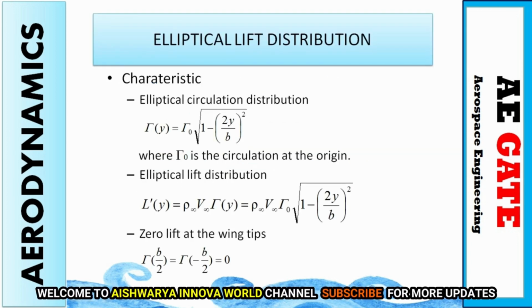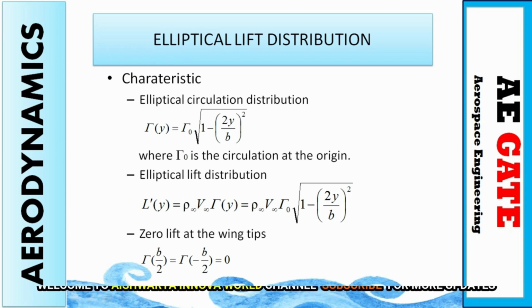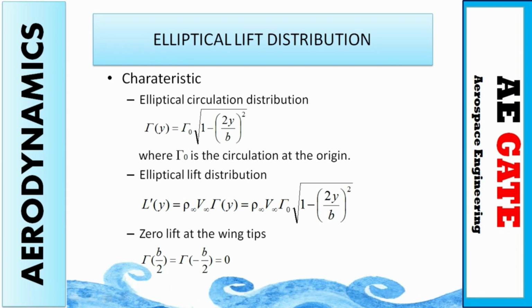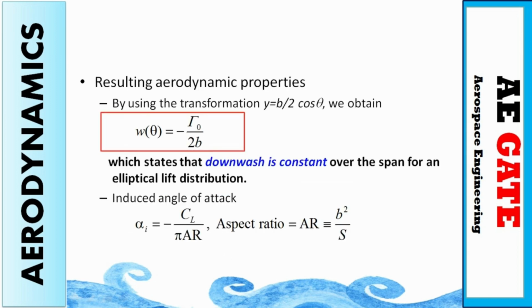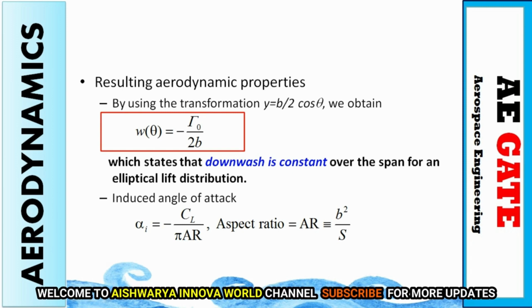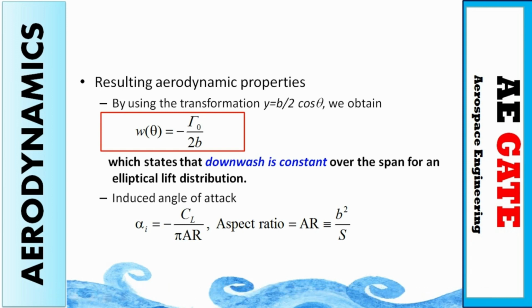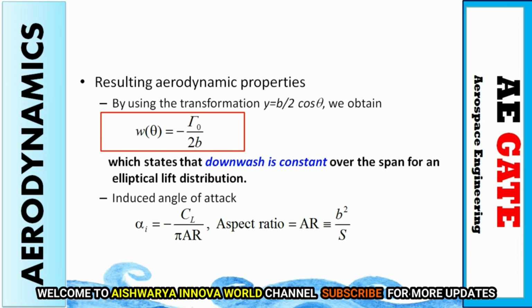Now comes an elliptical lift distribution. These are the basic formulas for elliptical lift distributions, and the last one says that there is zero lift produced at the wing tips. Now comes the downwash angle. Downwash is denoted by negative of circulation by 2b. Now this says that the downwash is constant over the span for an elliptical lift distribution.